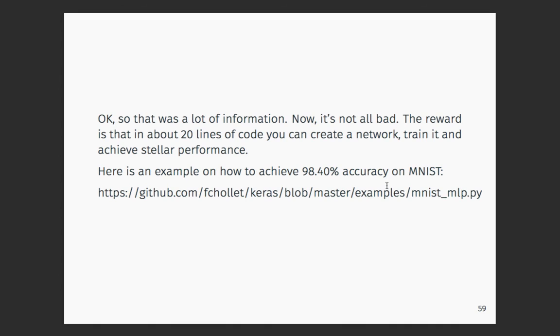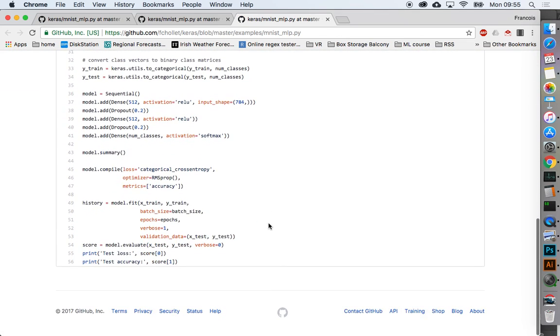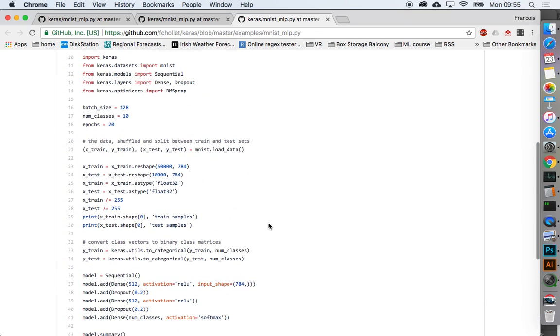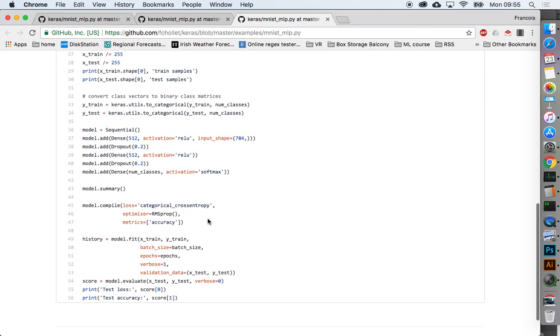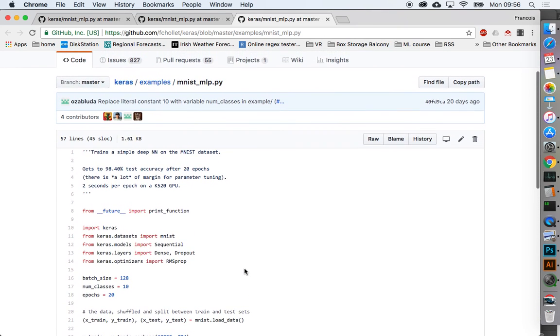I just wanted to finish by saying it's all fine. There's a lot of theory behind all that, but the reward is that this is all the Keras code you need to train for MNIST. This is how you define the network, which is like 5 lines of code. This is how you fit the model and do the training, another 5 lines of code. And you get 98.5% accuracy.